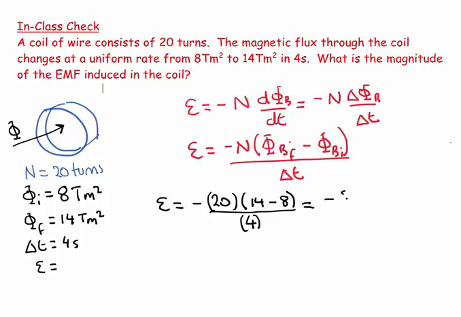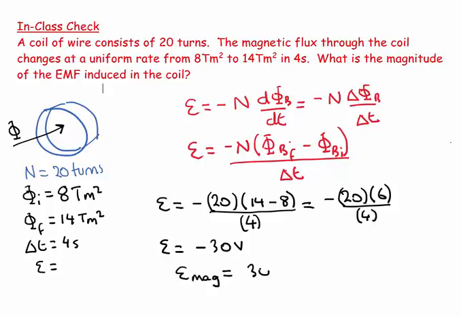So that would be minus 20 times 14 minus 8 is 6 over 4. My EMF is equal to minus 20 times, well, 20 over 4 is 5. 5 times 6 is 30. Minus 30 volts. And as for the magnitude, just how big is it? Magnitude, we'd put down as 30 volts. Because I'm asking for magnitude.